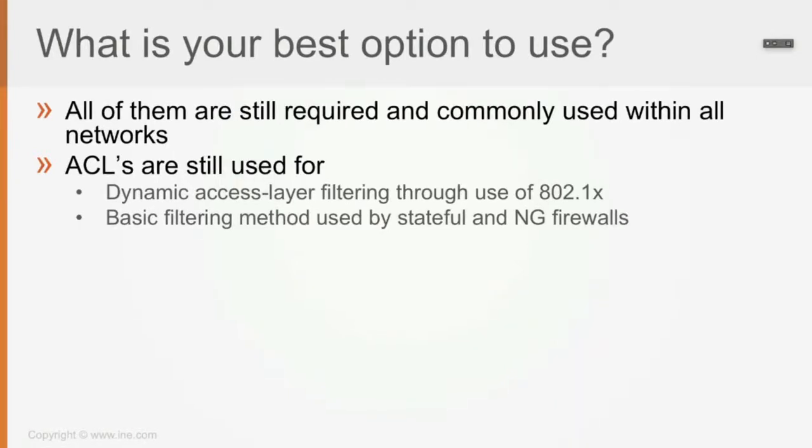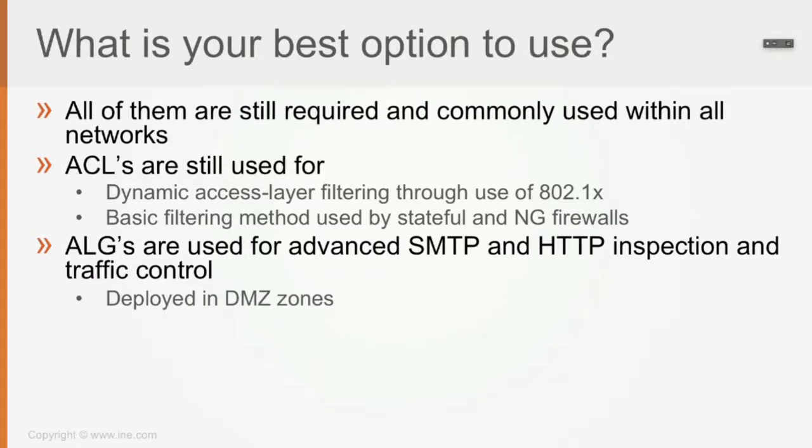Another option for the ACLs is that, as you're going to see, the stateful firewalls are going to be making use of access lists as a basic filtering method. Both stateful firewalls and next generation firewalls are going to be doing that. Those are going to be called ACLs at that point. Application layer gateways are used for advanced SMTP and HTTP inspection and traffic control. Everybody uses those. So the SMTP, let's say anti-spam gateway, or for HTTP the web proxy. Everybody has those in the network, like most companies, of course. And they're going to be deployed in the DMZ because of the way they work.